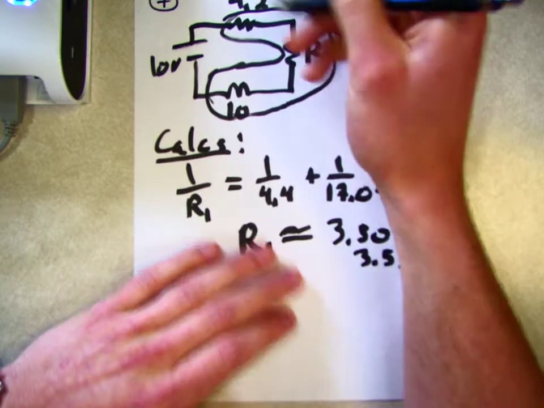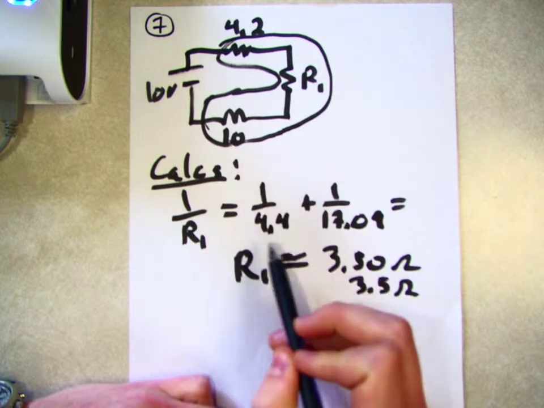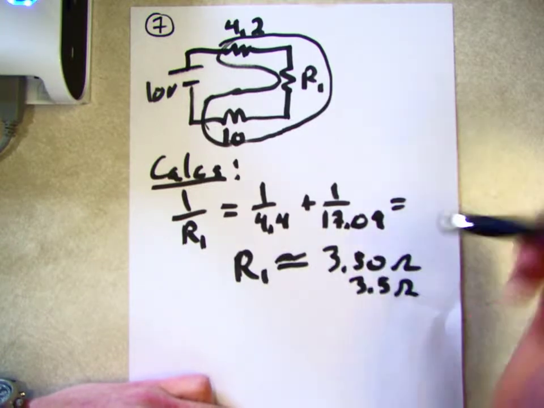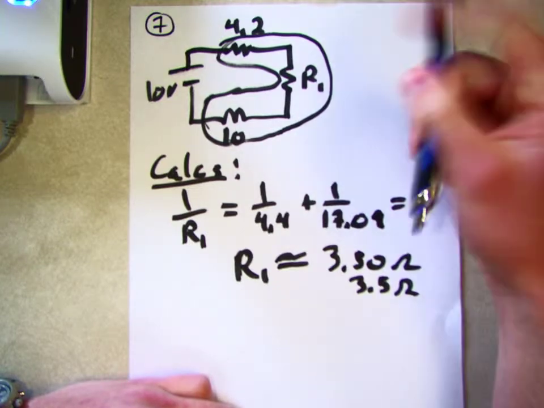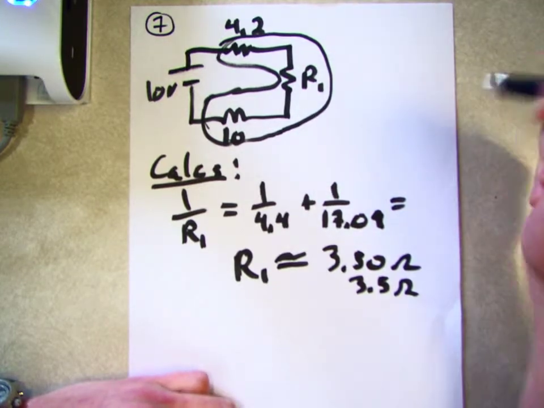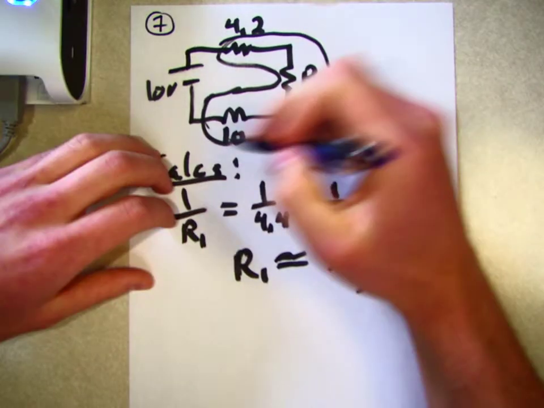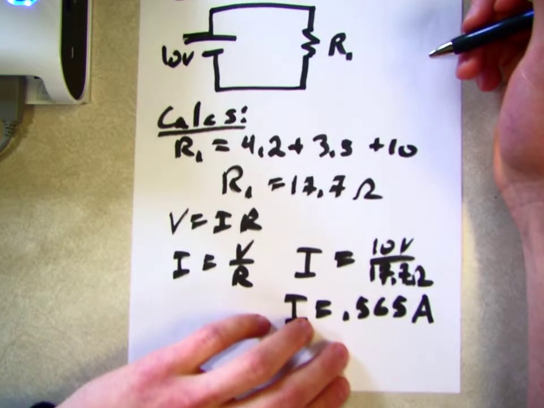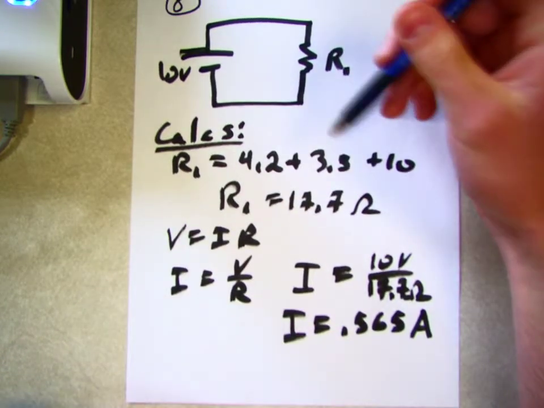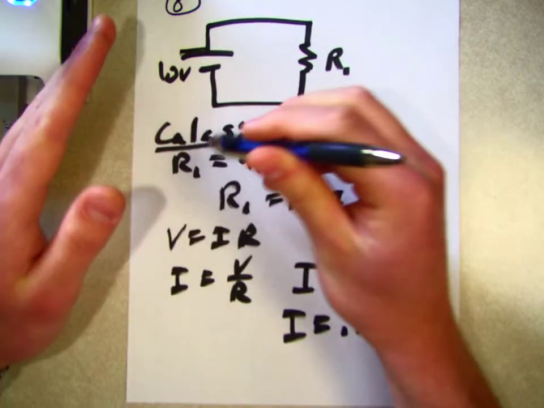Now I've combined them into R1. So 1 over R1 equals 1 over 4.4 plus 1 over 17.09. And if you remember the calculator trick I just mentioned, get that answer, find the inverse, and you get the value, which works out to be approximately 3.5 ohms. So now the final step to finding the equivalent resistance: combine these three resistors in series, add the resistances together, and then you get R1 is equal to 17.7 ohms.